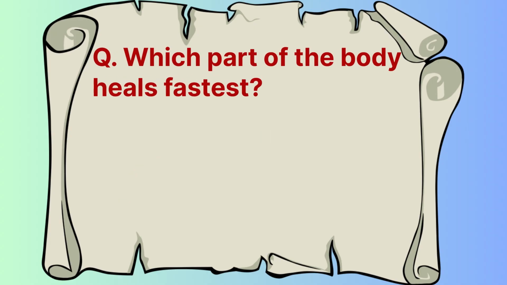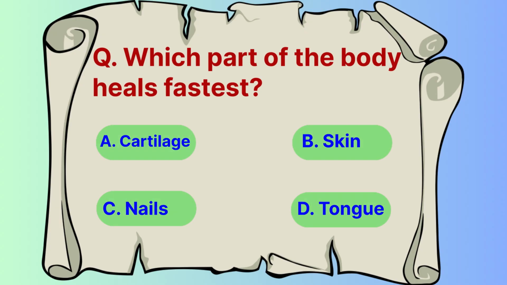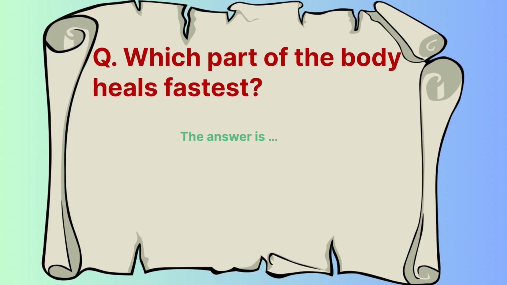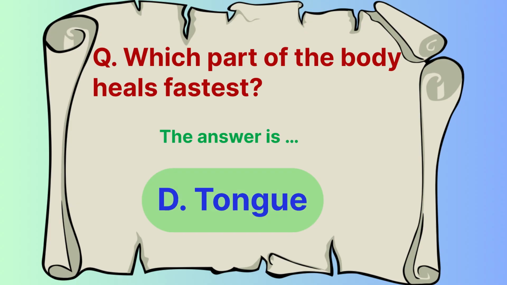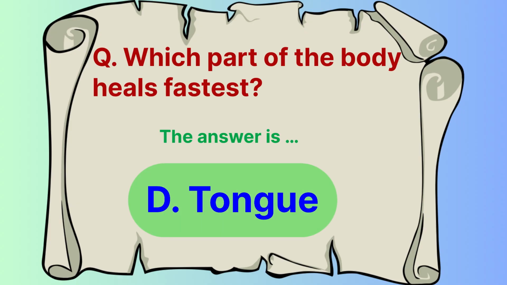So next question, which part of the body heals fastest? So the options are A cartilage, B skin, C nails, D tongue. So the correct answer is D tongue.